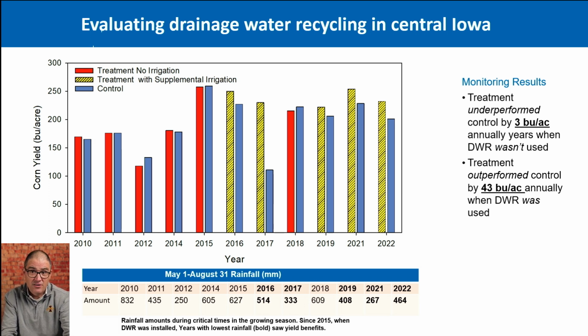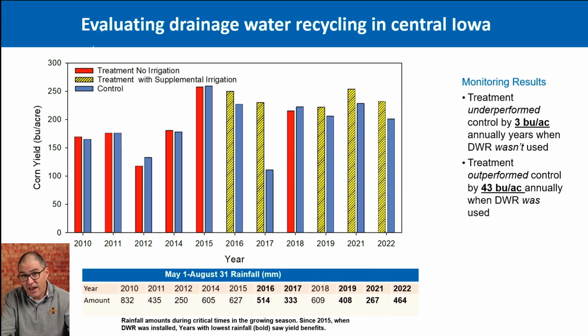And what we find is that during those years when drainage water recycling was not used or there was no supplemental irrigation, we saw that the treatment area underperformed the control area by about 3 bushel per acre, or what I would say is hardly any difference in yield. But if we look at the 5 years where we used supplemental irrigation, 2016, 17, 19, 21, and 22, you'll notice in all those years, the treatment area, the yellow hashed one, treatment with supplemental irrigation outperformed the control area.